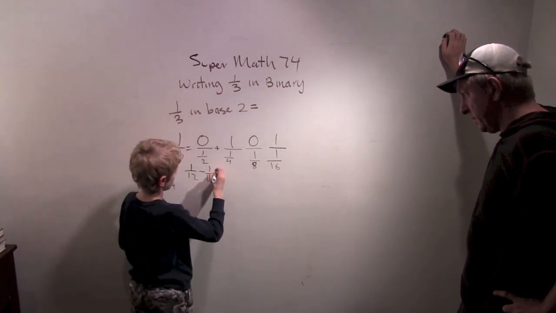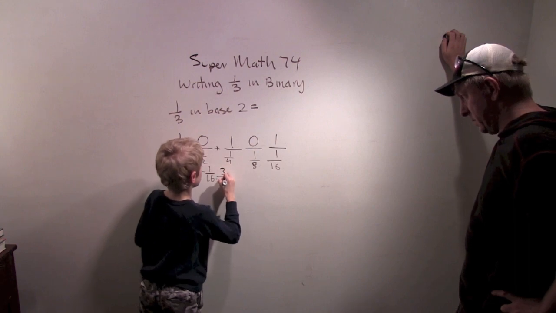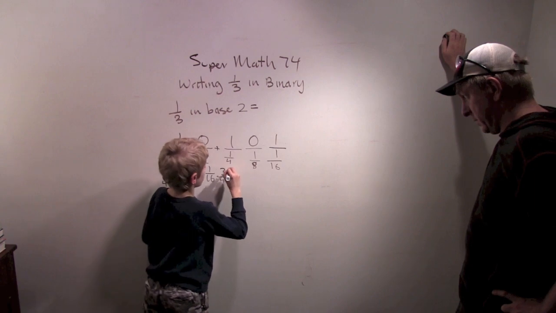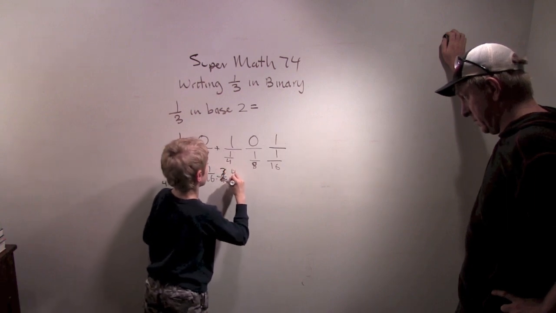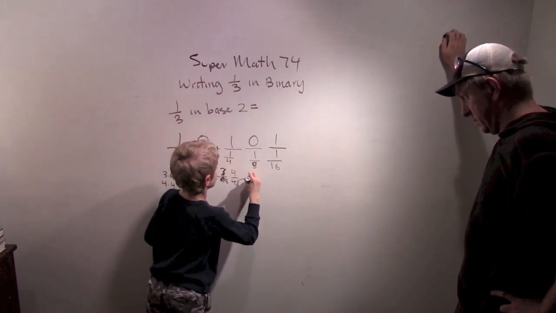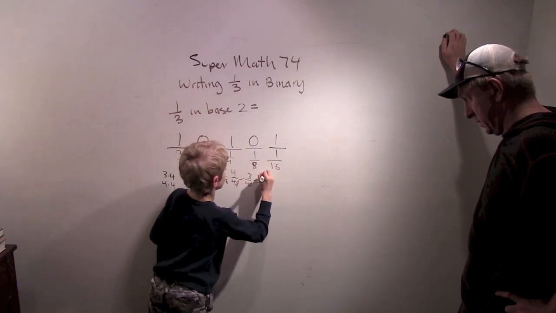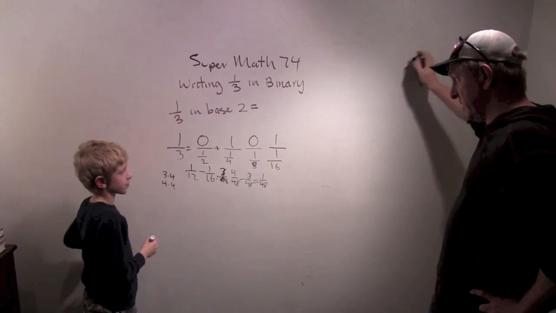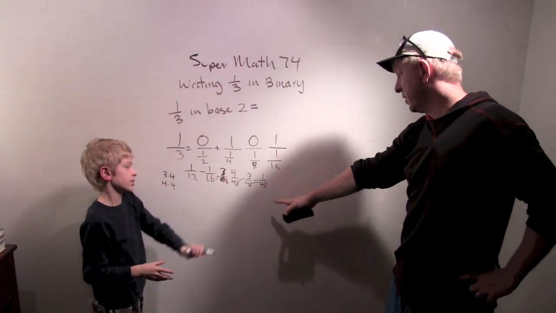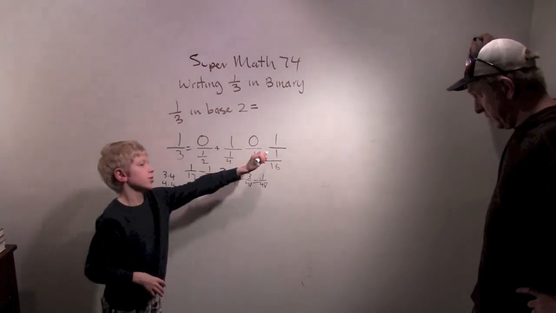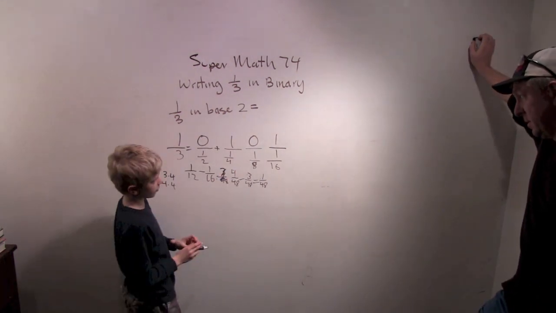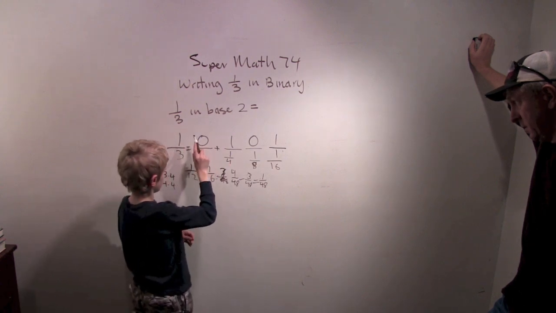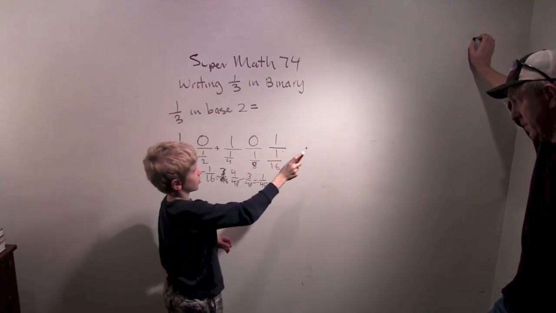So this is 3/48, and this is 4/48 minus 3/48, so you get 1/48. Once you use your 1/16, you can't use a 1/32, because you have 1/48 more to go. But you can use a 1/64, and it looks like the pattern repeats: 0 1 0 1 0 1 0 1.